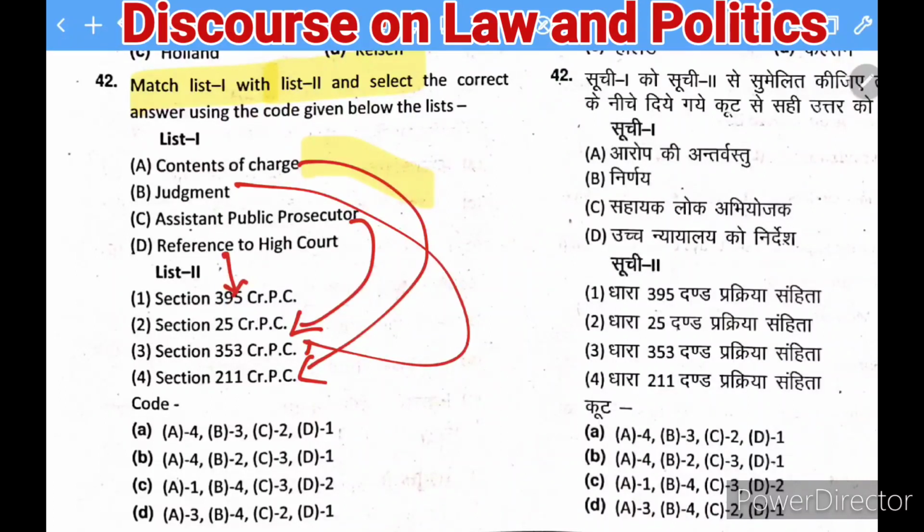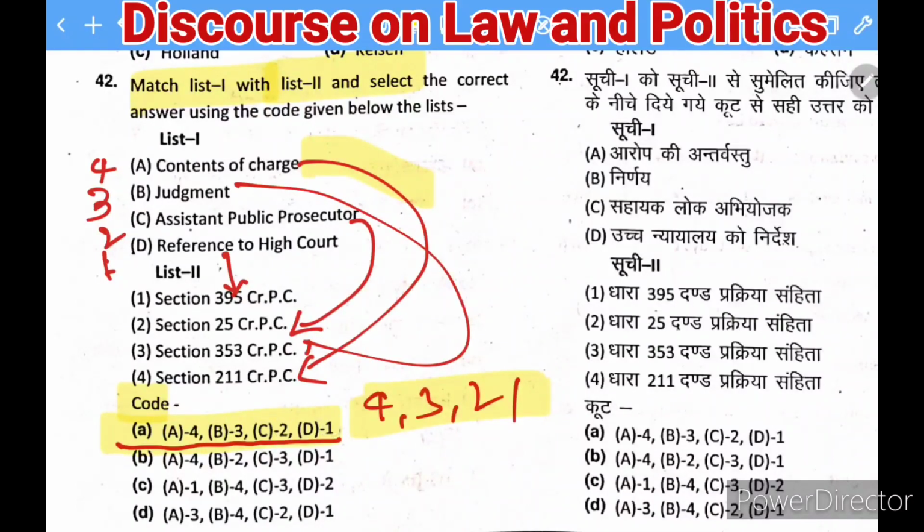So let's start the proper coding here. Which is the proper code here? You can see the proper code: content of charge is 4, that means section 211 of CrPC. Judgment is 3. Assistant Public Prosecutor is 2, and reference to High Court is 1. So 4, 3, 2, 1 is the correct code. Let's see where the correct code is. You can see the first itself, that is A, 4, 3, 2, 1. So this is the correct code for this question.